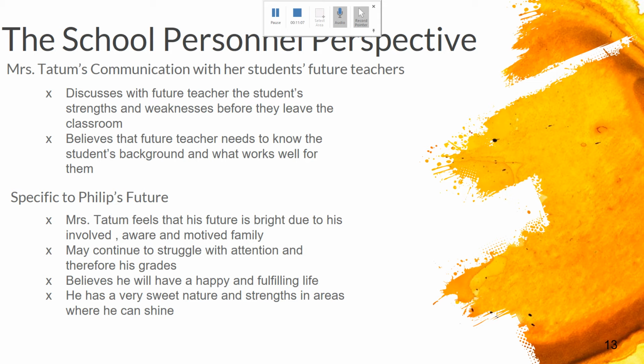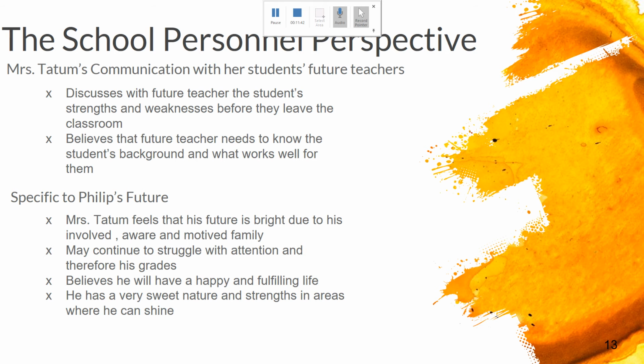Specific to Philip's future, Miss Tatum feels that his future is bright due to his involved, aware, and motivated family. Philip may continue to struggle with attention and therefore his grades. However, she believes that he will have a happy and fulfilling life. And she also says, and this is just in general about Philip, that he has a very sweet nature and strengths in areas where he can shine. And so Miss Tatum actually feels that Philip has a bright future ahead of him, despite his disability.